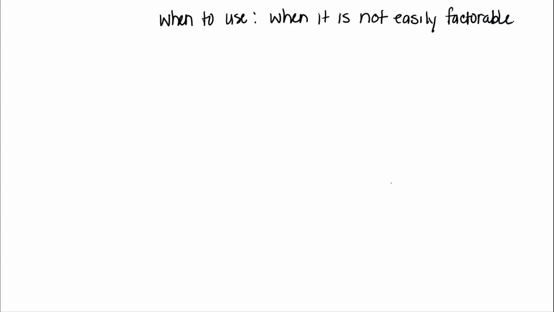If I can factor, I go to that method first. Again, you need to make sure it's set equal to 0. That is the case. Then you need to identify A, B, and C.